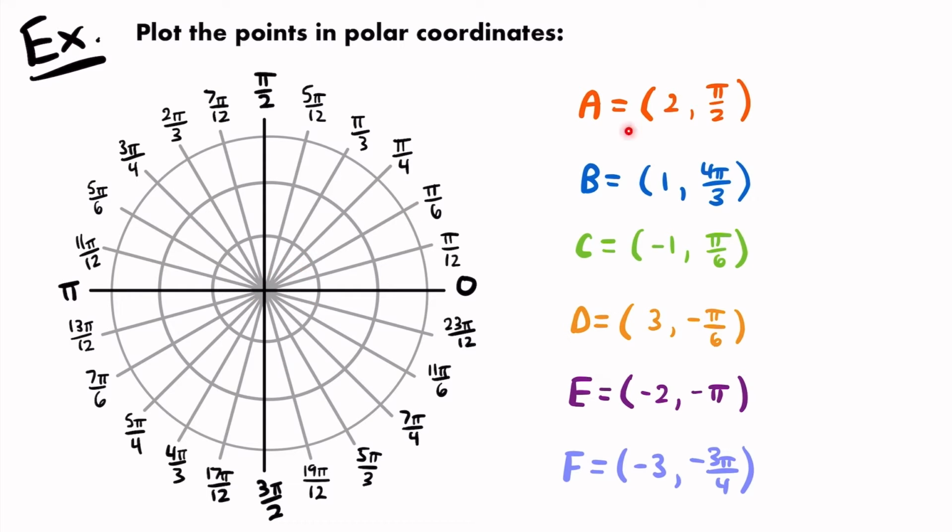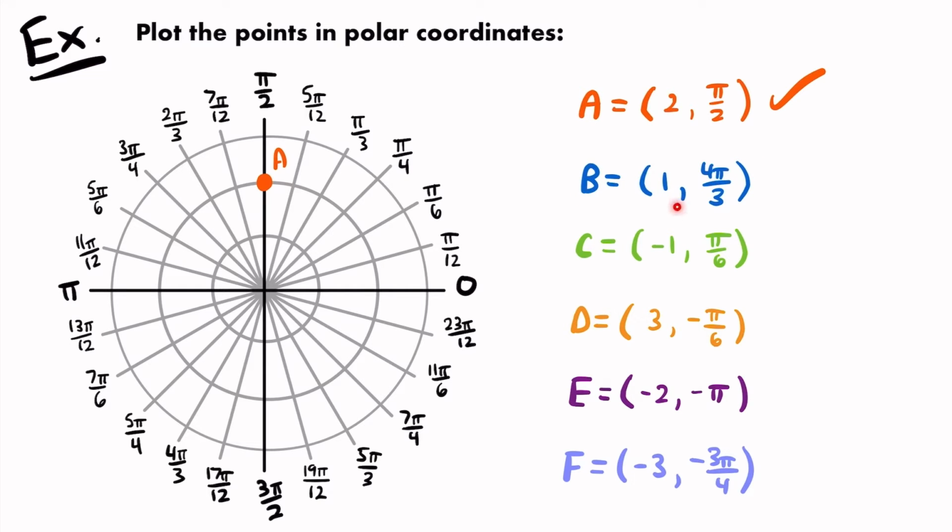Okay, but since our radius is 2, we know that our point is going to be located along this line at the second circle, where the distance from the origin is 2. We could count 1, 2. And so this right here would be our point A. All right, so that takes care of the first point. Now let's work on our second point, point B.